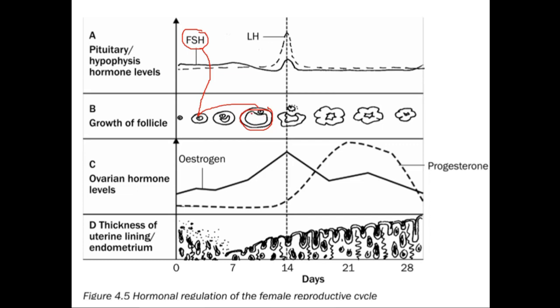Because the Graafian follicle is there, this is going to stimulate which hormone? Estrogen. So the Graafian follicle will stimulate estrogen. That's why estrogen increases between day 7 and day 14.